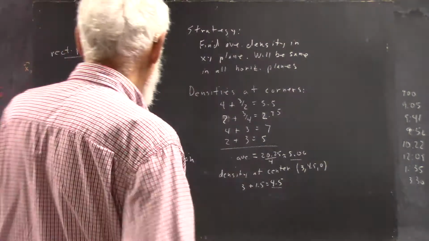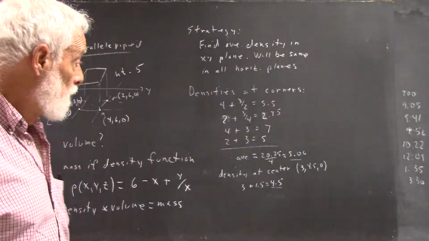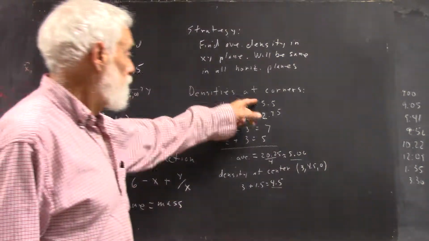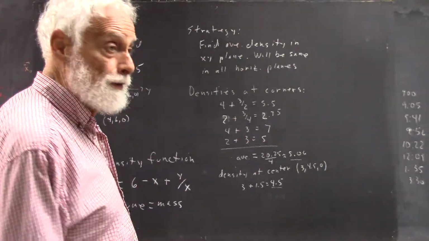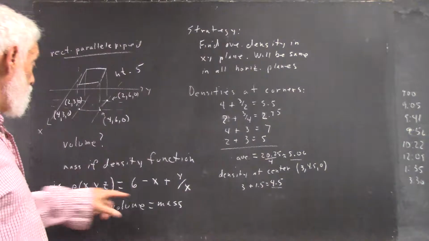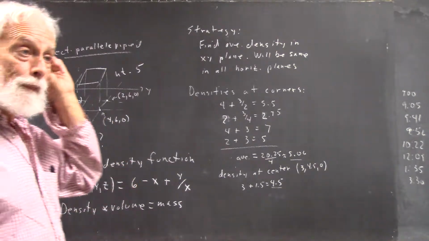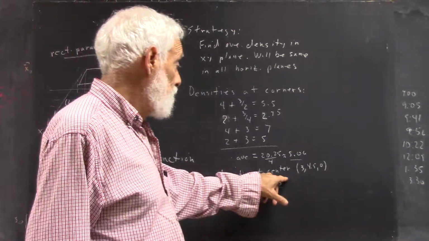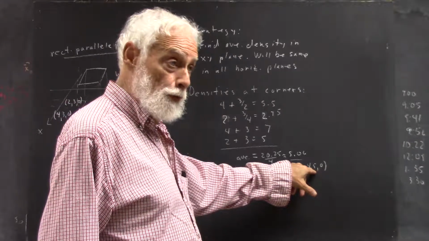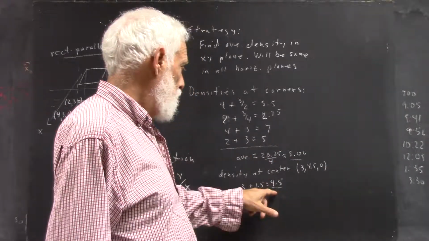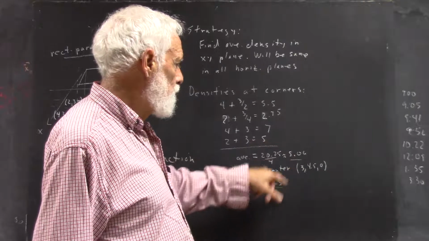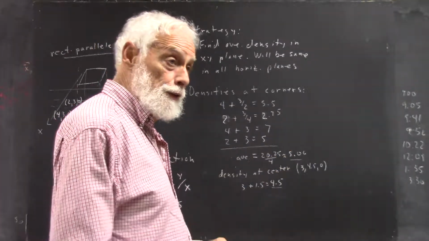Now, check my numbers, but everybody seems to agree. These are the densities I get at the corners, and those are obvious. You just plug the coordinates of the corners into this function, right? And then at the center, which is I think 4.50, we get a density of 4.5. Average density at the corners, 5.06.